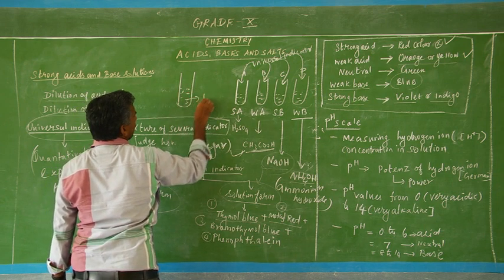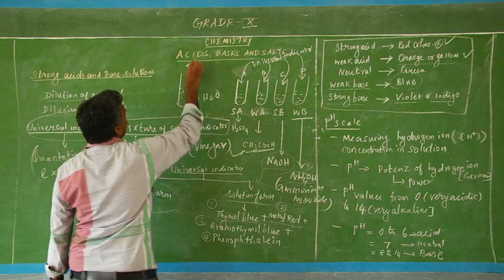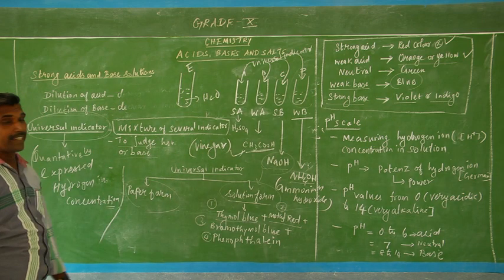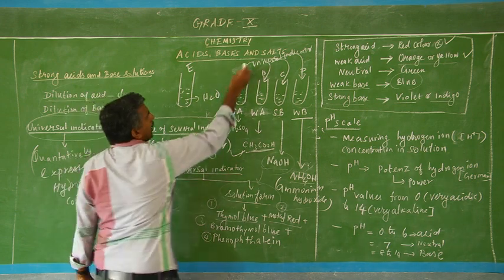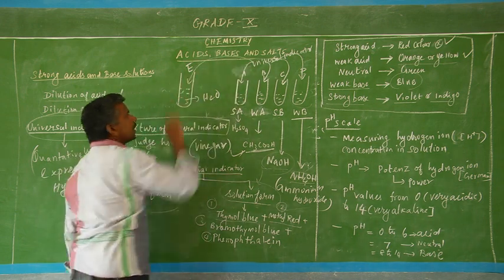This is known as water. Test tube A, test tube B, and test tube E contain water. That is a neutral solution. Now you add a universal indicator to the neutral solution.